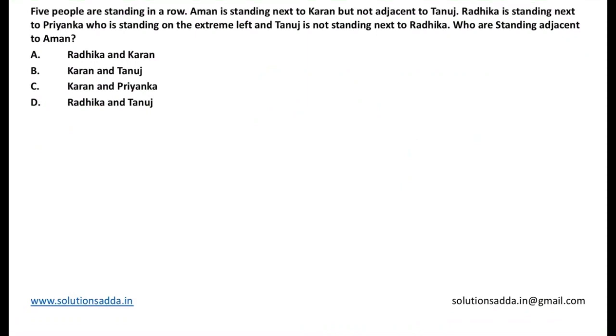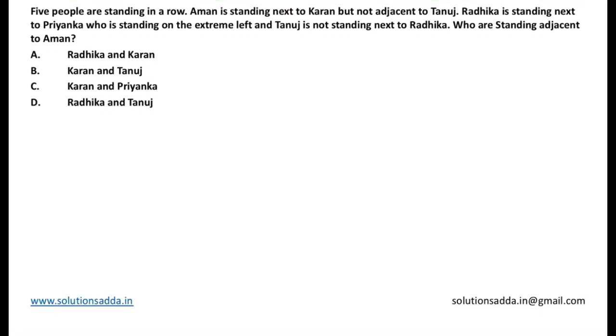This is an aptitude question based on sitting arrangements. 5 people are standing in a row. Aman is standing next to Karan but not adjacent to Tanuj. Radhika is standing next to Priyanka, who is standing on the extreme left, and Tanuj is not standing next to Radhika. Who all are standing adjacent to Aman? Options are Radhika and Karan, Karan and Tanuj, Karan and Priyanka, or Radhika and Tanuj.